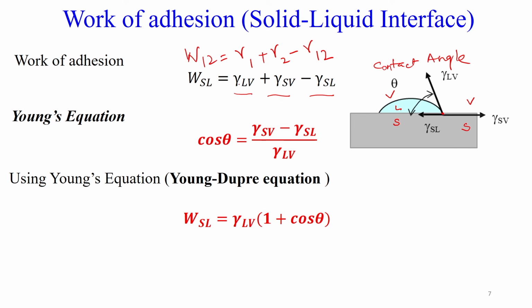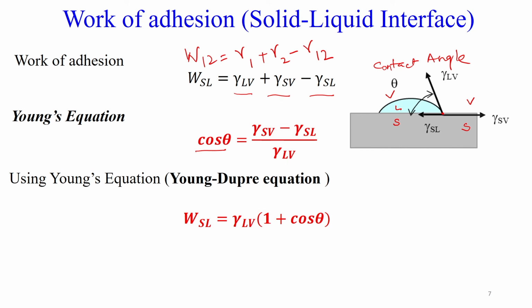Now, we can correlate these three surface tensions, or these three interfacial tensions, using Young's equation. Young's equation says cos theta is equal to gamma SV minus gamma SL divided by gamma LV.